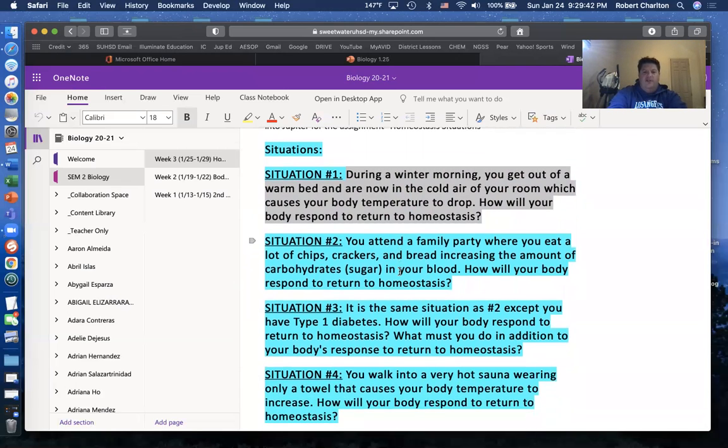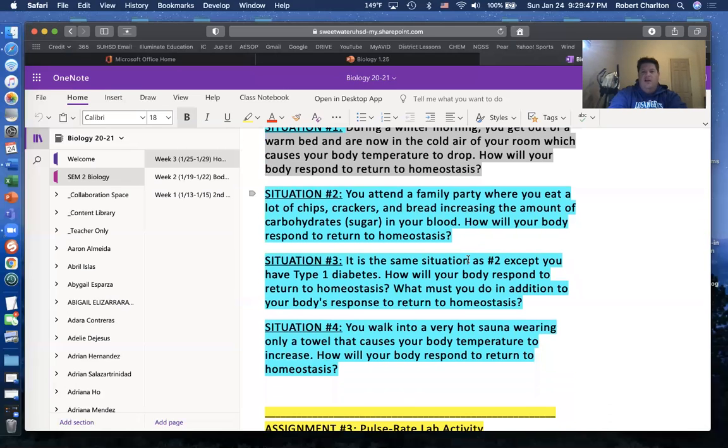Okay. And then there are 3 other situations: you eat a lot of chips and crackers at a party. It's the same situation as number 2, but in number 3, you might have been diagnosed with type 1 diabetes.